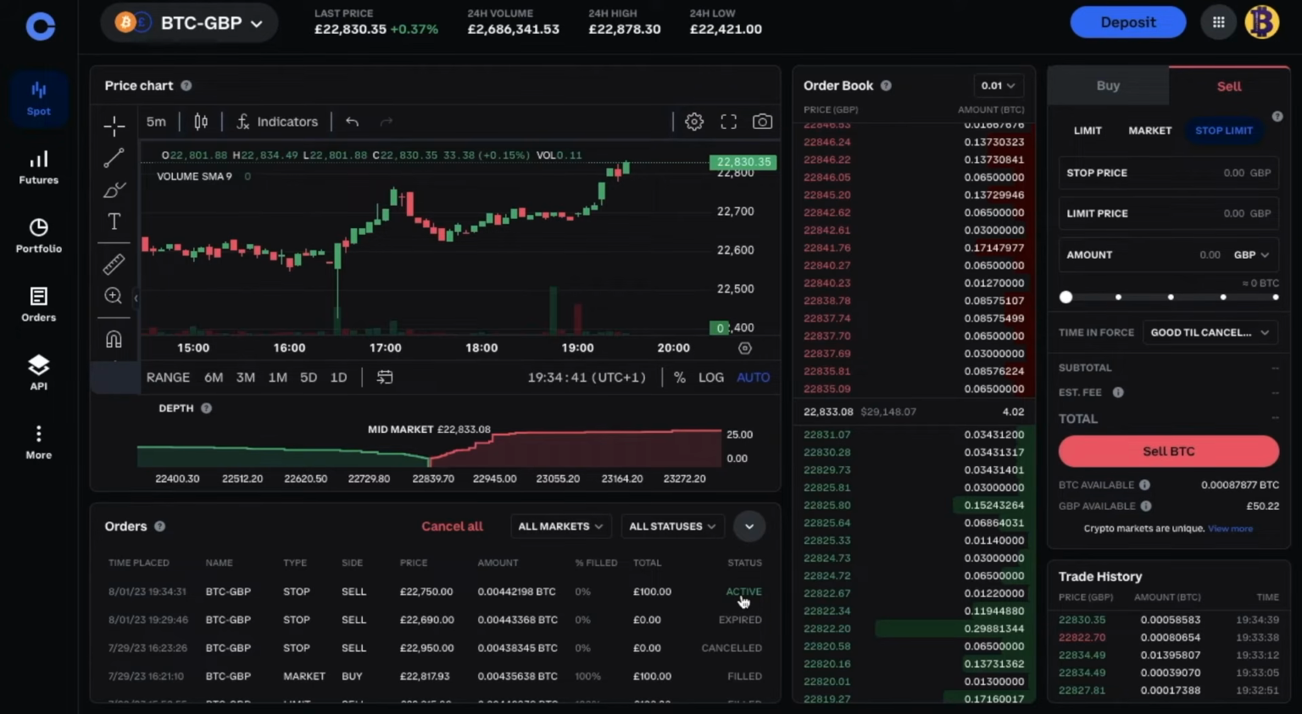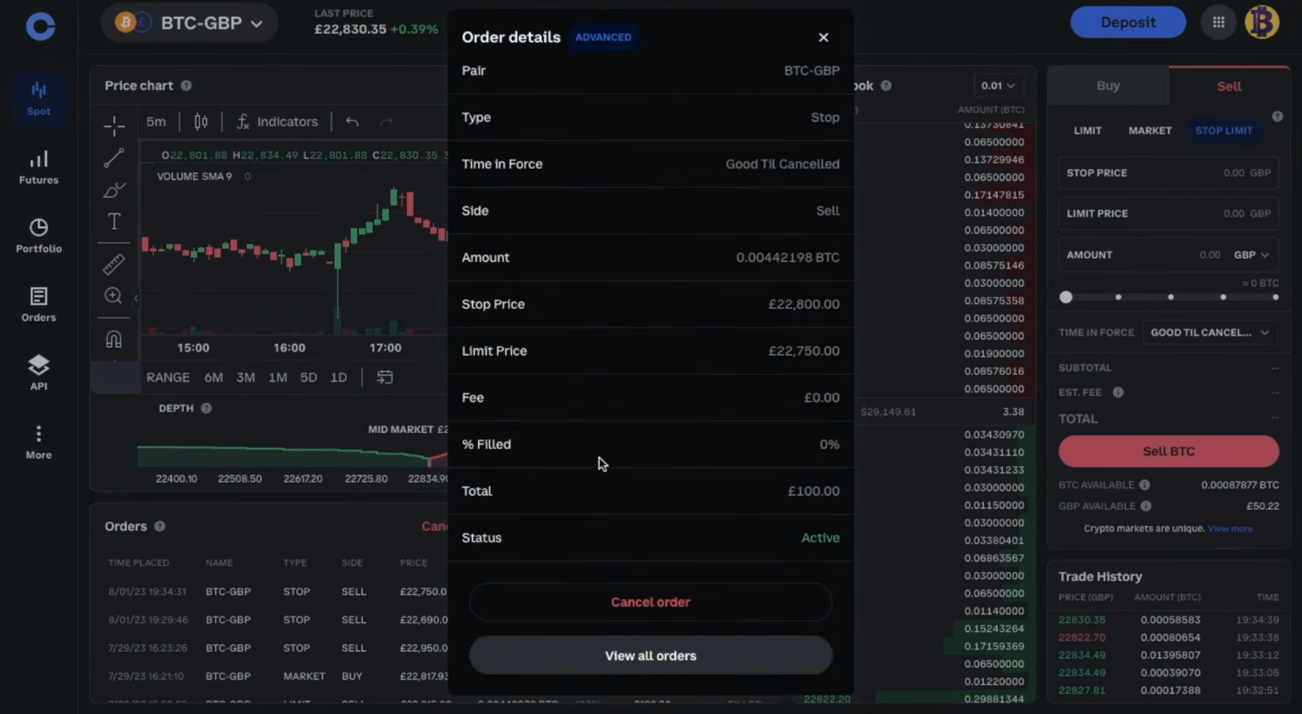Of course, there's no guarantee that the market price will reach that value again, so your stop limit order may never be filled. If this is the case, you can cancel your order before it's been filled. This is also handy if you make a mistake. To cancel an order, click onto the order, and here you can choose to cancel the order. But we're just going to wait now for the market to reach our stop price so that I can show you this as an example.